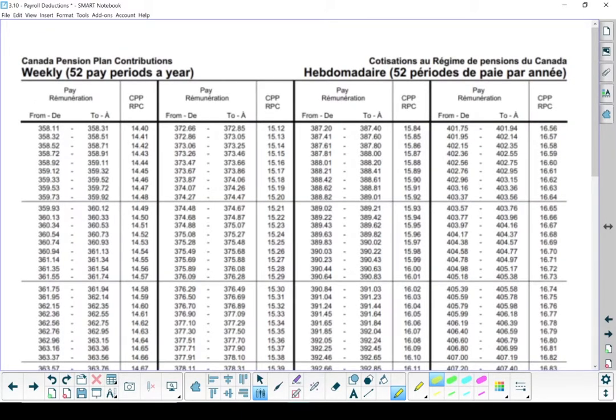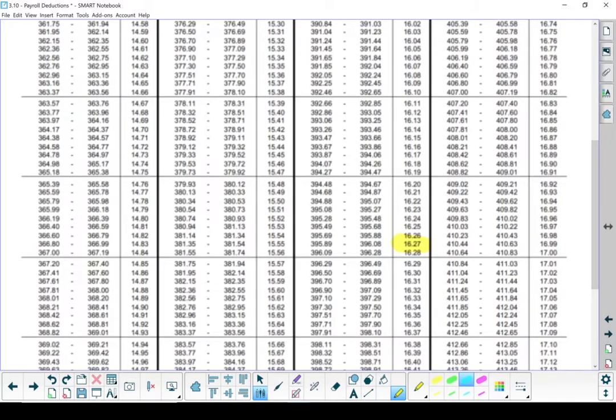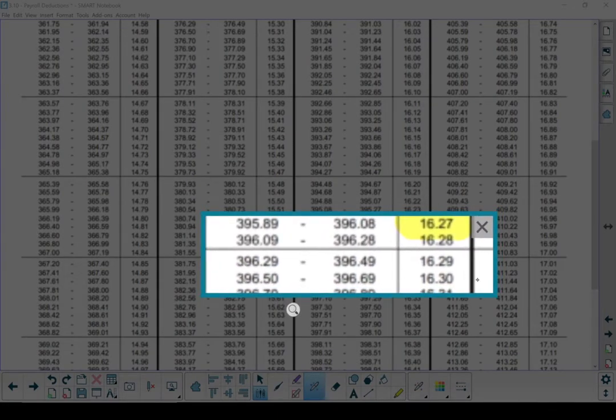So this time, I'm looking through this column for the deduction. And when I find the deduction, I'm going to take the matching pay from that column right there. So 16.27, this right here, that's too high. This over here is too low, so it's going to be someplace down there. Let's scroll down. Oh, there it is. I see it. 16.27. So that must mean I need to go over from there. Let's zoom in on that. 16.27. That person made somewhere between $395.85 and $396.08. Let's write that down.